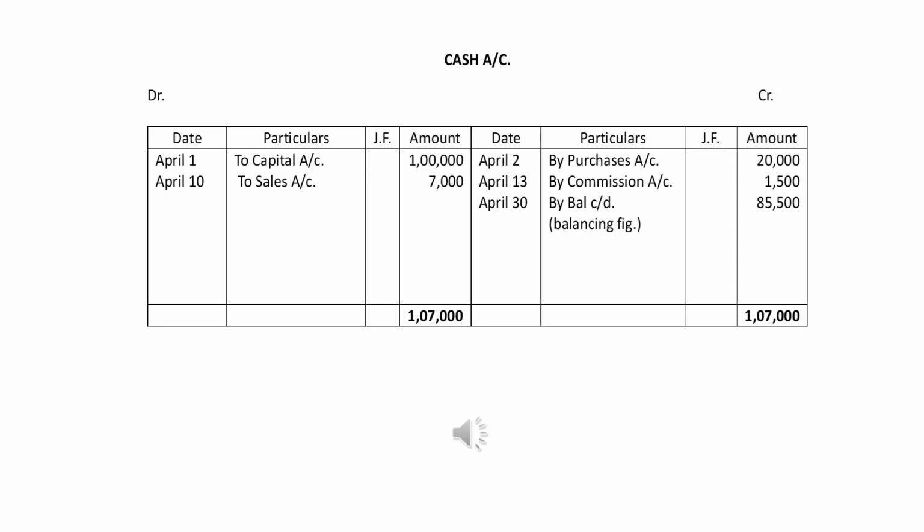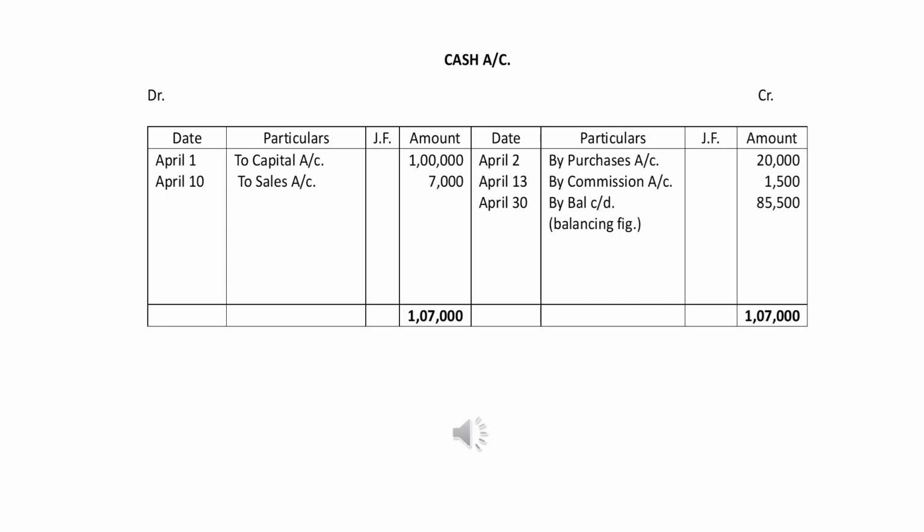and the date that we will use for this transaction will be last day of the month, which is 30th April in this case. So we will write 30th April under the date. Under particulars we will write by balance carried down within brackets balancing figure, because this amount we are writing only to make the total of both the sides equal. And under the amount we will write the difference between the total of debit and credit side.